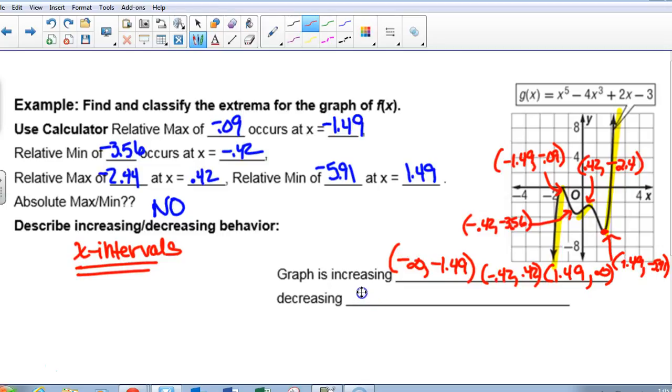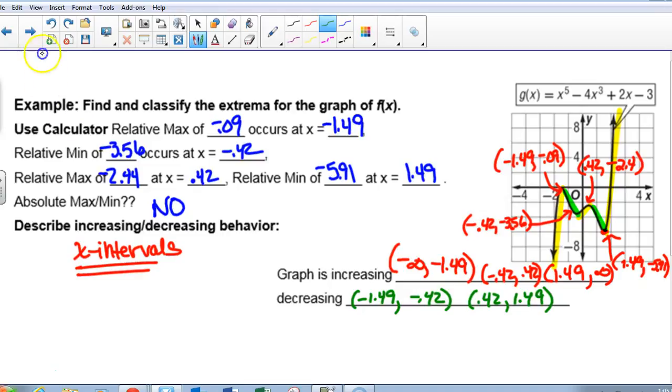Okay, decreasing was where? If I pick a different color highlighter like green here, it's going down there and it's going down there, right? So we'd have x values of negative 1.49 to negative 0.42. Did I get that one right? And then positive 0.42 to positive 1.49. Everybody okay? Can you handle increasing and decreasing in maximums and minimums?